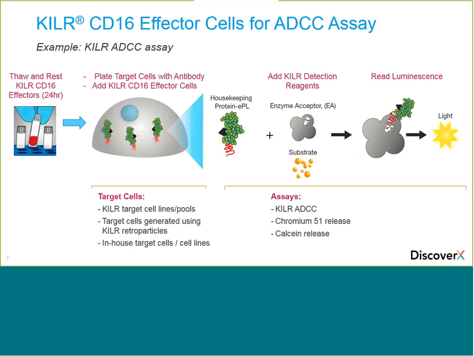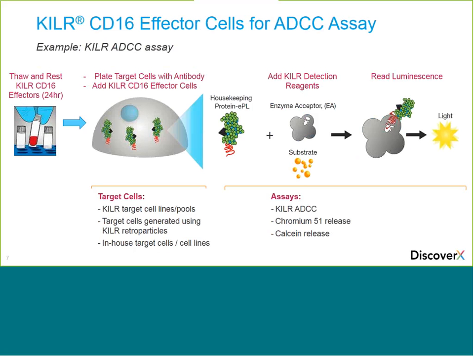So how are these cells to be used? So this is meant to complement our existing platform of KILR products, which are cell lines and materials that allow you to make your own cell lines. And the concept, if you're not familiar with the KILR technology, is shown in this cartoon here at the top. So the KILR CD16 effectors are meant to be used as cells that you thaw and rest before you use them in your assay. And you rest them at least 24 hours, but you can allow them to recover for 3 days, 7 days, whatever works best with your workflow.